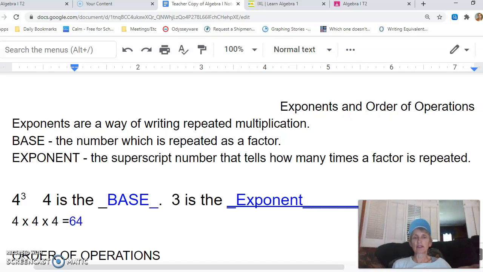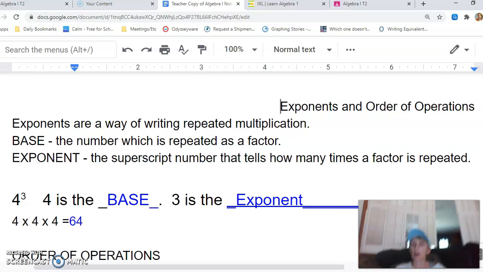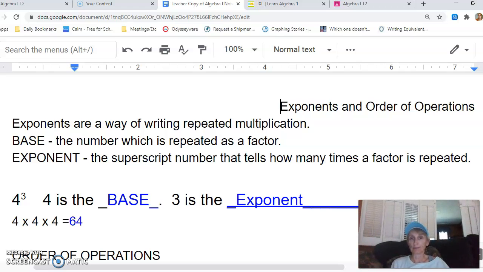So in this 4 to the third, also known as 4 cubed, so second power is also called squared, third power also called cubed. The other ones don't really have special names. So 4 is the base, 3 is the exponent. So that means 4 times 4 times 4, which is 64. Not 12. Please not 12. 64, right? 4 times 4, 16, times 4 again, 64.